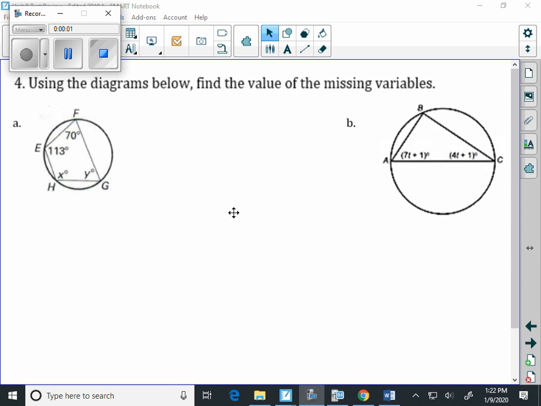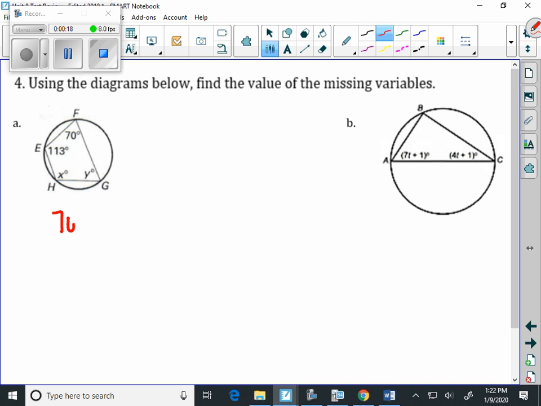Use the diagrams below, find the value of the missing variable. But what we need to know when we've got this quadrilateral inscribed in a circle is that opposite angles are supplementary. And supplementary means that they add to be 180 degrees. So if we take 70 plus x, and we set it equal to 180, then we can get our value for x by subtracting 70 from both sides and get 110.